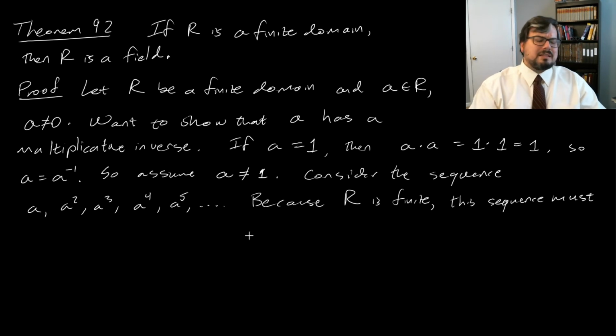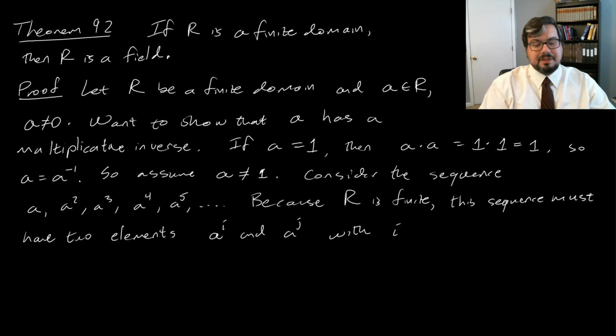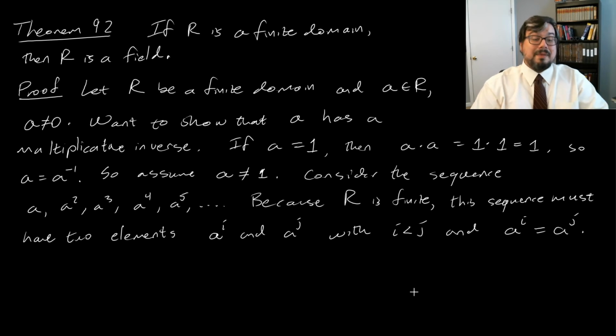Or not that the sequence must repeat its order. This sequence must have two elements, a^i and a^j, with i less than j and a^i equals a^j. Basically, there's not enough room in the ring.